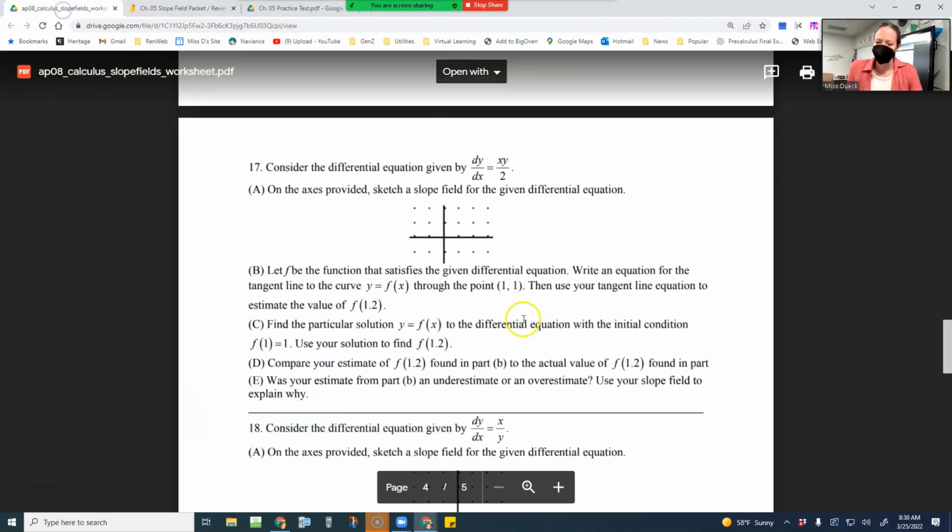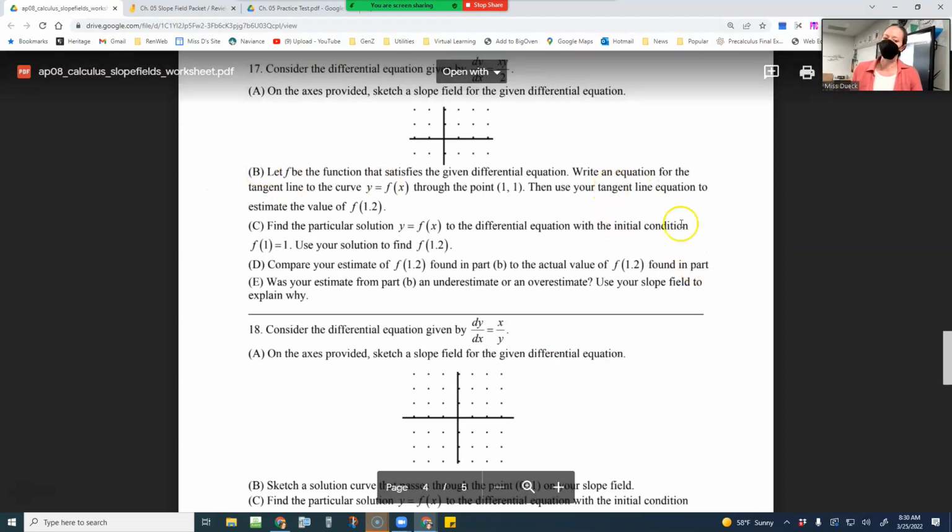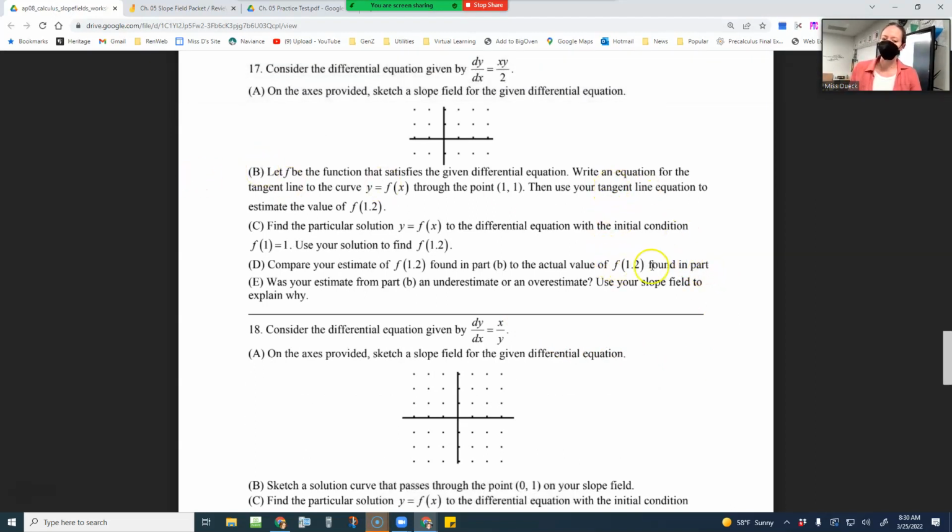Yeah. And also, at the end of part D, I feel like it cuts off. It's talking about part B, because that's where you found the approximation. Gotcha. That we just did. Yeah.